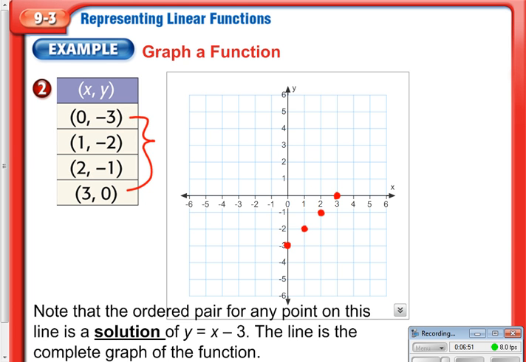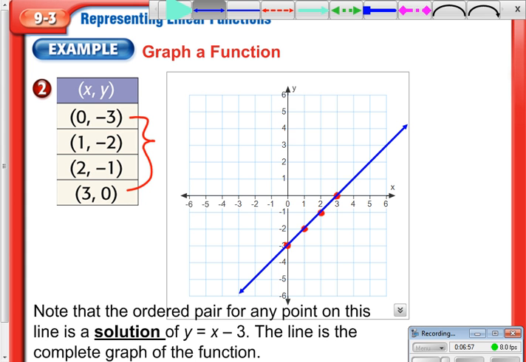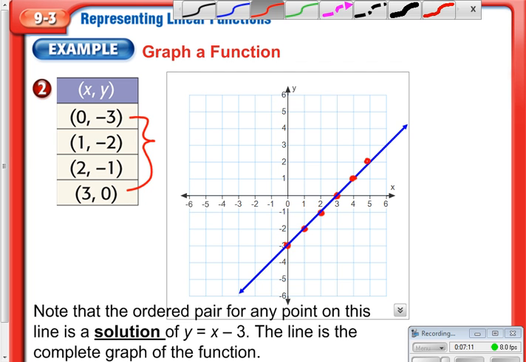Here's what our plot should look like. Next thing, go ahead, grab that straight edge and draw the linear line. And what I want to point out, as noted below, is that every ordered pair for any point on this line is a solution. So all those red dots or other dots that we could potentially put on here are all considered solutions. All these dots are true statements for that line, for the equation y equals x minus 3.